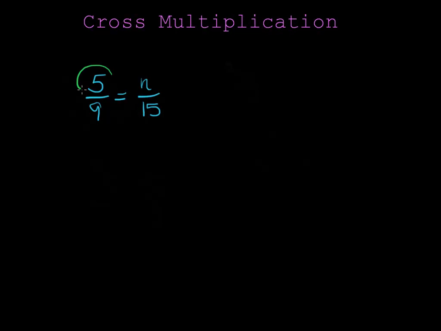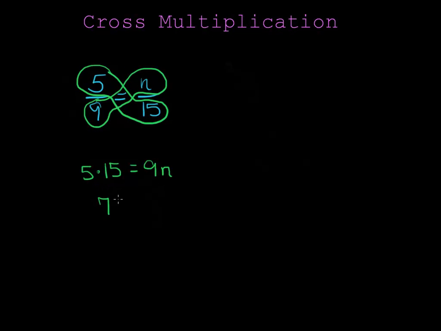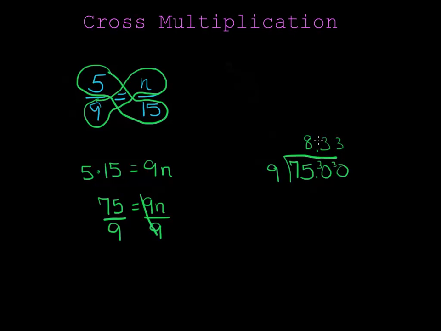So first I cross multiply 5 times 15 on one side equal to 9 times n on the other side, which I write as 9n. Now I know that 5 times 15 is 75, and I bring down the 9n. And I can solve this by dividing both sides by 9. Now 9 doesn't go into 75 evenly, so I will divide that with short division out on the side. And as I divide, I see that it's a repeating decimal. So n is equal to 8.3 repeating.